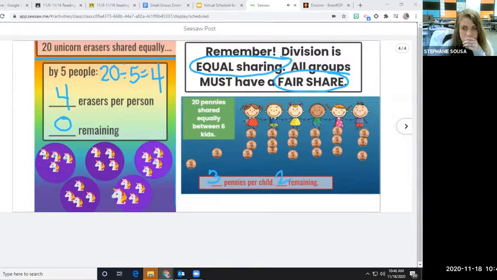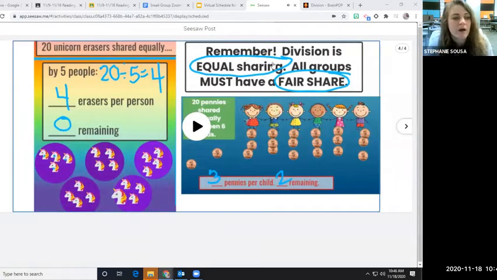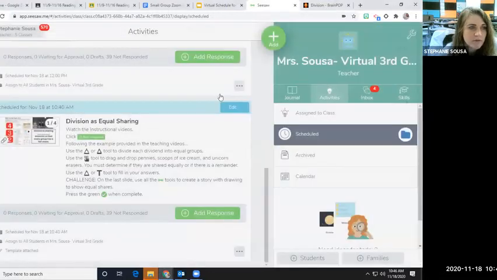If you ever have any left over, you just call it your leftover or your remainder. It's how many you had left. In this case, we had 2 left over that we could not divide equally amongst the 6 kids. Okay, so this is how we would share or divide items in real life. This is a great example of doing that in real life.